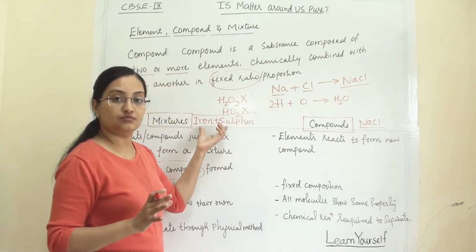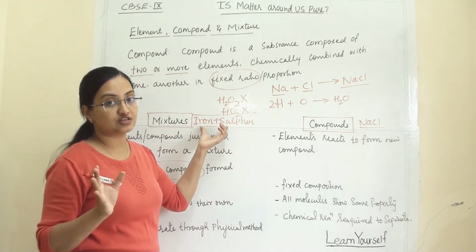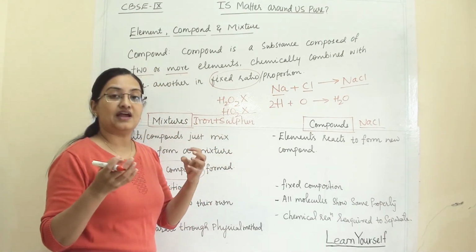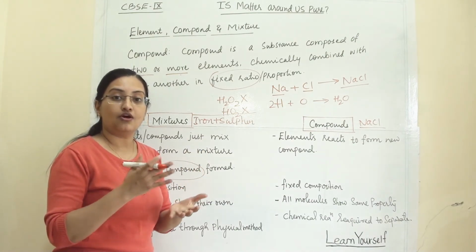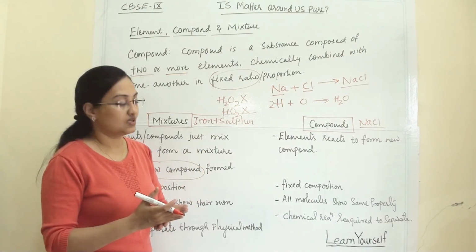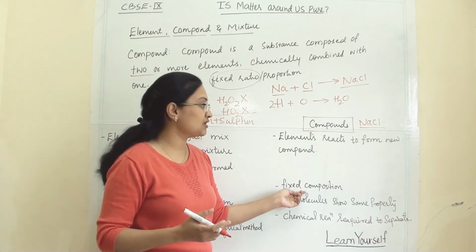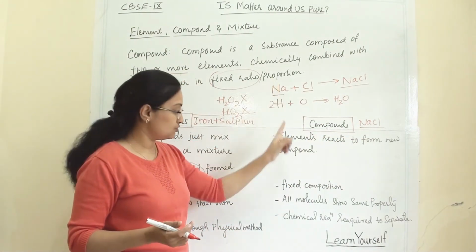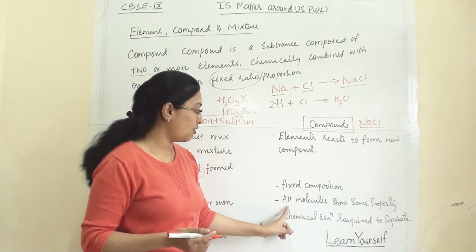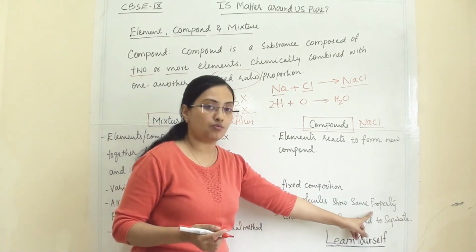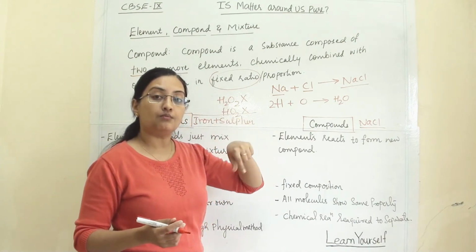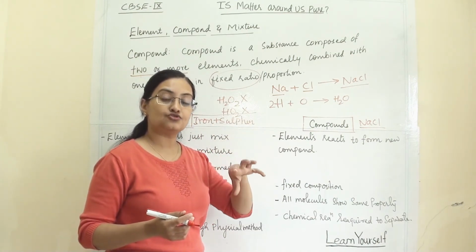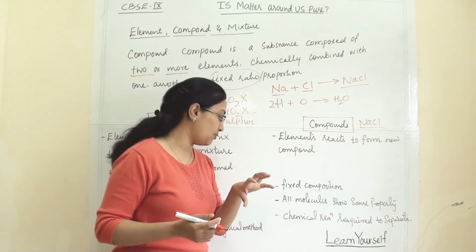Mixtures do not have any fixed composition. You can put any amount of any substance as much as you want. Whereas here you cannot do so, because in a compound the proportion is fixed. So it is a fixed composition. All molecules show the same property. So throughout the compound, all the molecules will show the same characteristic properties.